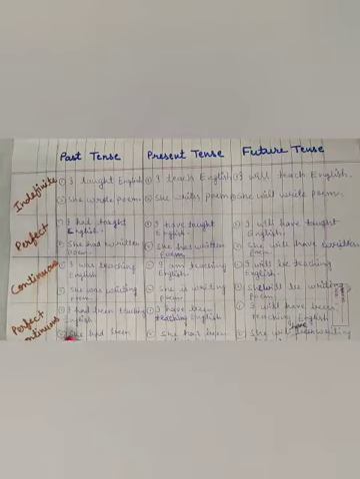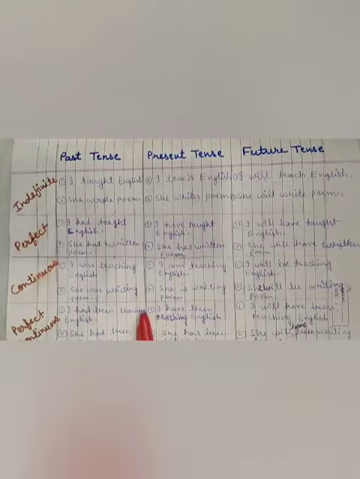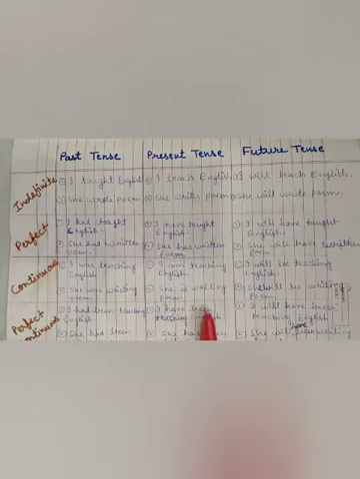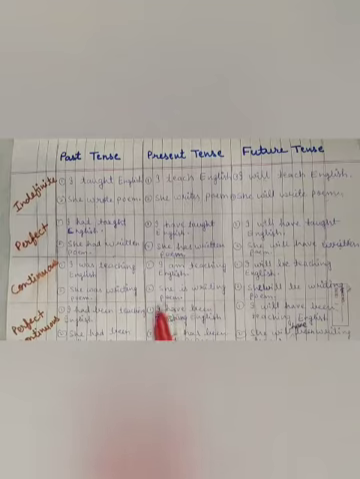Next, past perfect continuous tense. I use here had, been and ing form of the verb. I had been teaching English. She had been writing poem. Next, present perfect continuous tense. I use here have been and ing form of the verb. I have been teaching English. She has been writing poem.